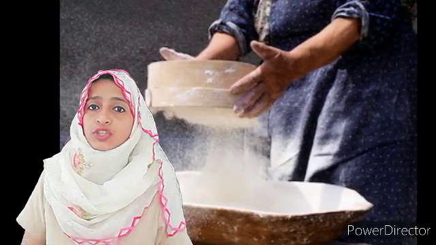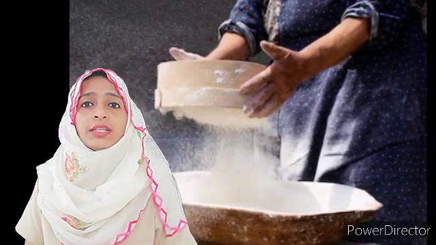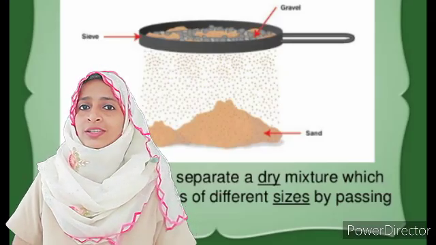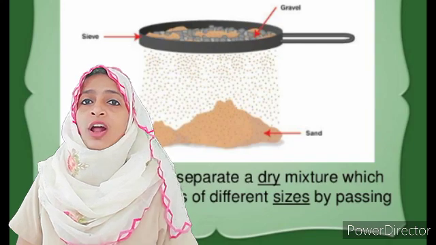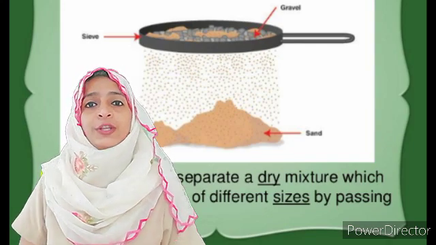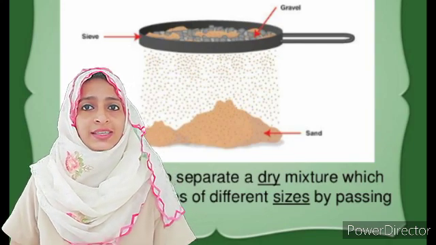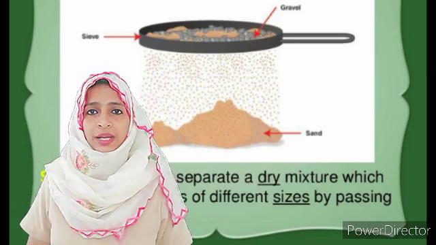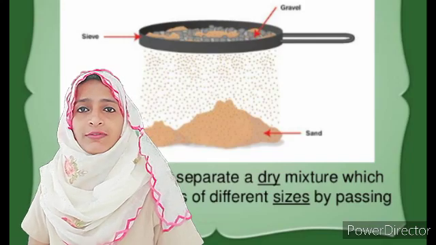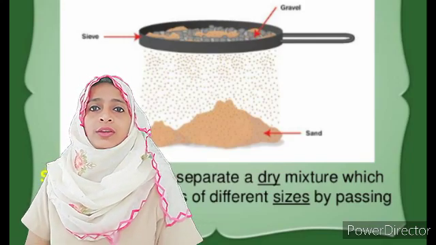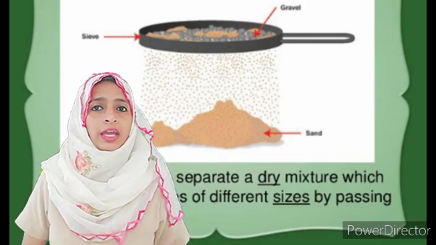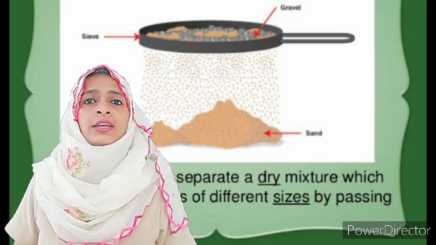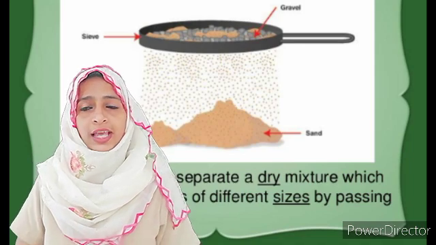Can you say which type of mixture can be separated by this method? Yes, you are right. Solid mixtures which differ in size. Solid mixtures which differ in size can be separated by the method of sieving. We use sieving at home, in flour mills as well as in constructional sites.